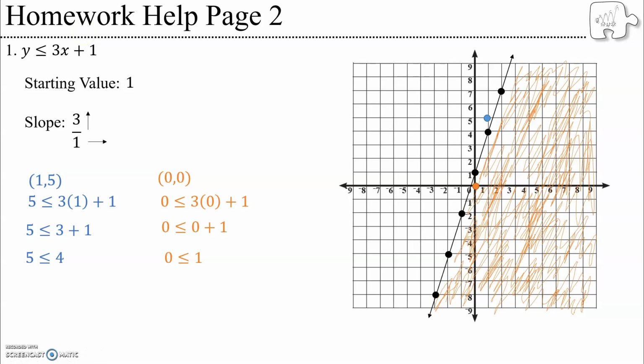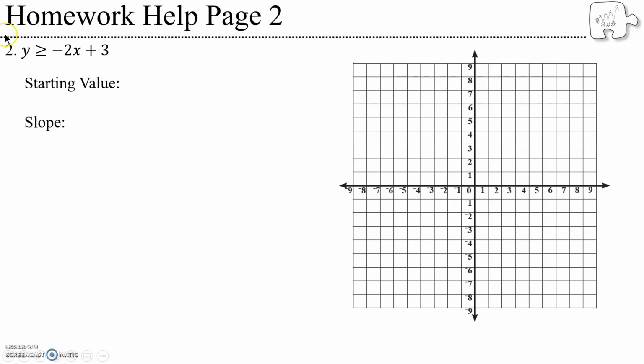So moving on to the next problem, right? We did problem 1. I'm going to do problem 2 now, and then afterwards you guys do problems 3 and 4. So for problem 2, we have negative y is greater than or equal to negative 2x plus 3. So mx plus b.